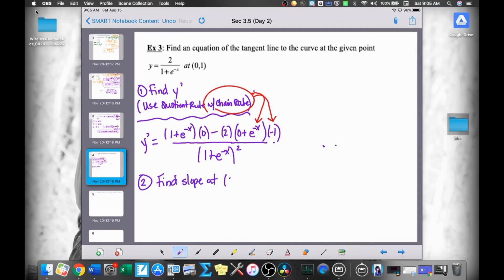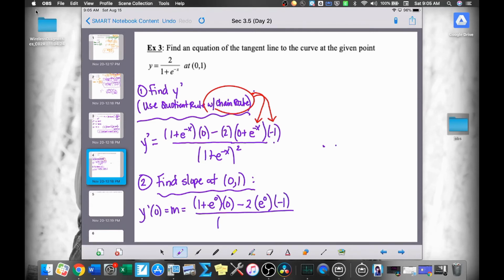So find the slope at the point (0, 1) means that I have to find y prime of 0. That's going to be my slope. So when I plug 0 in, I get (1 + e^0) times 0 minus 2 times 0 plus e^(-x), which is just going to be e^0 times -1, and this is all divided by (1 + e^0) squared.